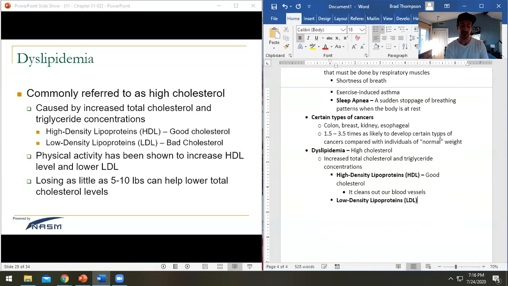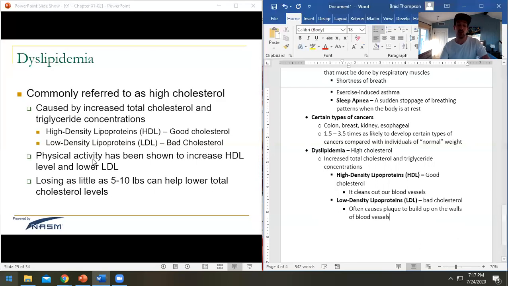This is your bad cholesterol. I like to call it lazy density lipoproteins, because it basically likes to take a nap on the inside of your blood vessels. It often causes plaque to build up on the walls of blood vessels. Now, if that happens in your coronary arteries, that's how we end up with coronary artery disease.